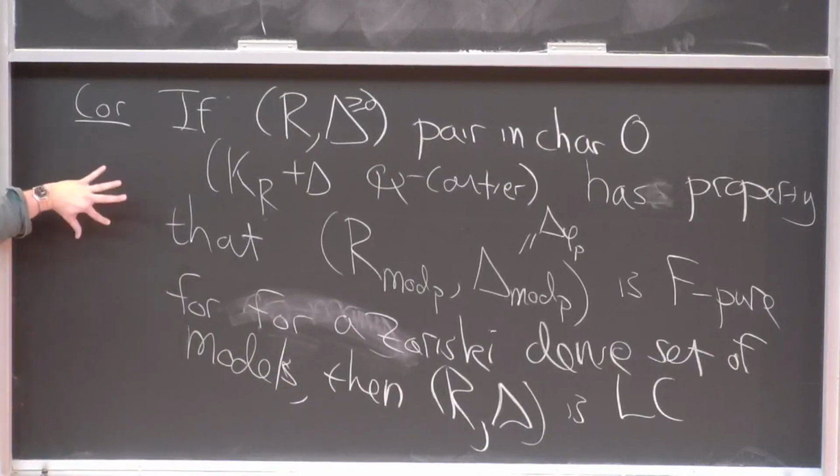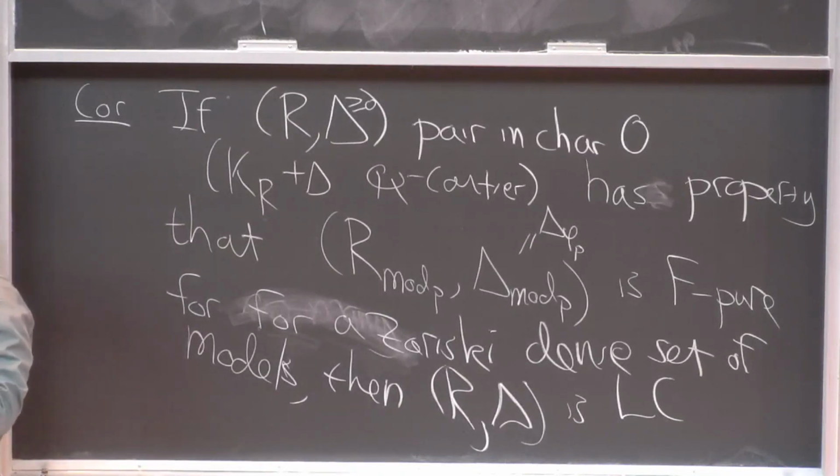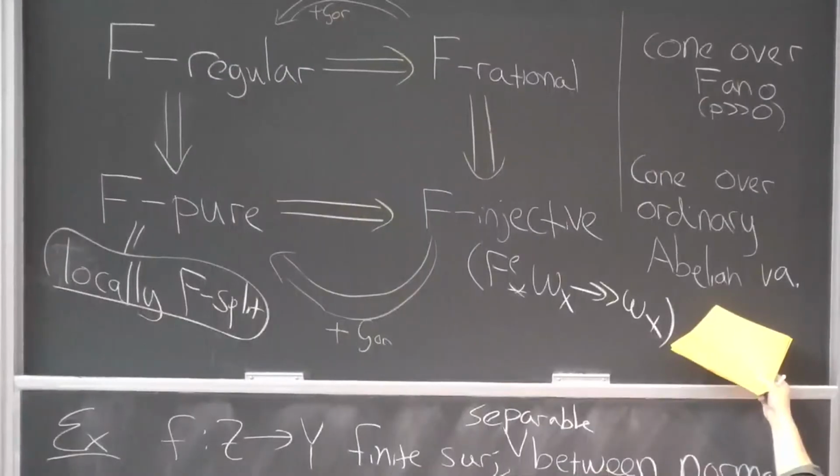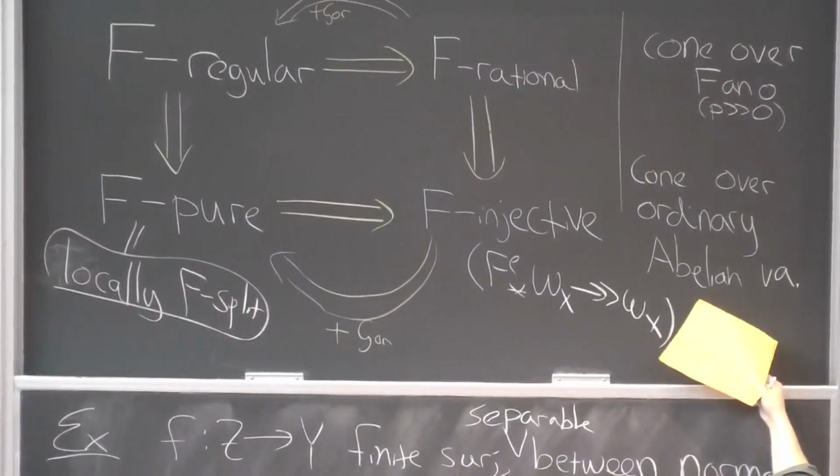But now you really might ask about the converse. What if I take something in characteristic 0, like a cone over an elliptic curve, and I reduce it to a family of characteristic p models? And you might know that for an elliptic curve, for infinitely many p it's ordinary, and for infinitely many p it's supersingular.